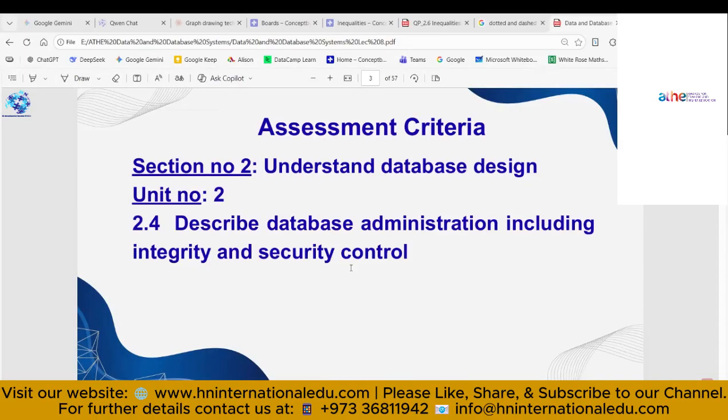Okay, so in today's lecture, we are going to finish off section number 2, which is to describe database administration, including integrity and security control. In this, we will see database integrity, security control, what that is, and what a transaction in a database basically is.